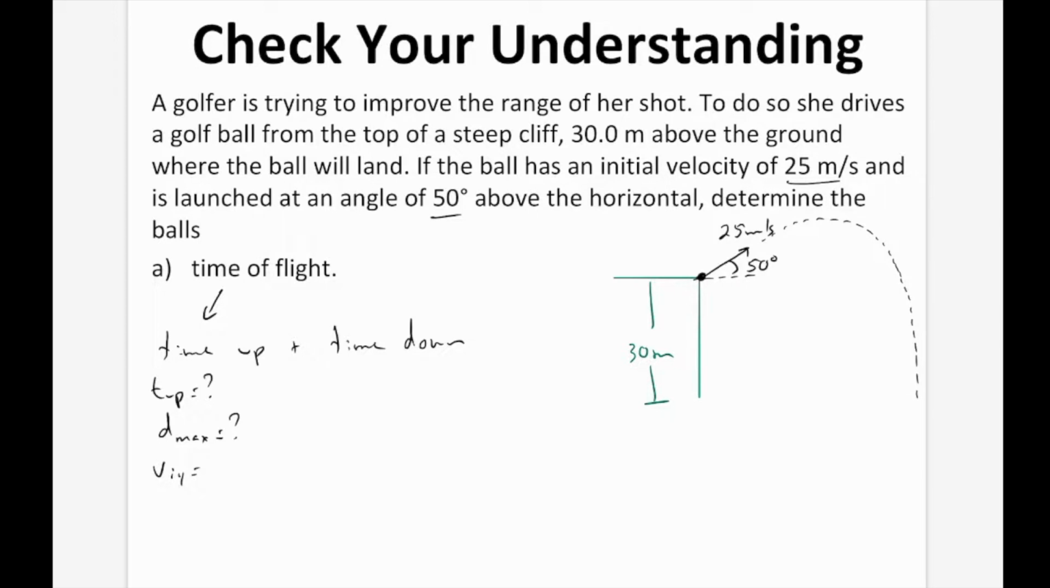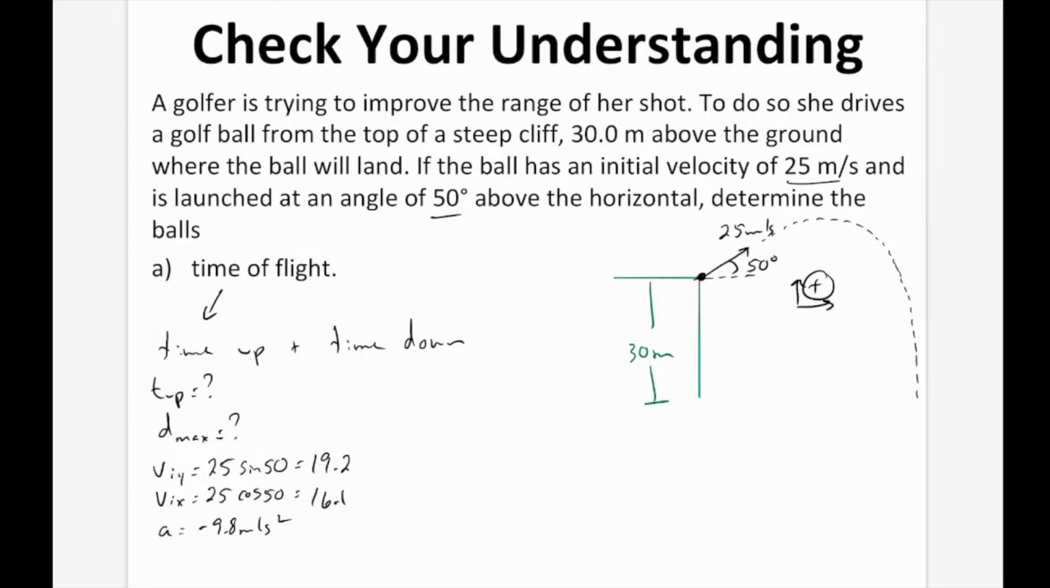VIY, we do know, because it's going to be 25. It's opposite. So we're going to say 25 sine 50, and that equals 19.2. And we know VIX is going to equal 25 cos 50, which equals 16.1. We know acceleration is going to be negative 9.8 meters per second squared, because we're saying right and up are positive. Therefore, acceleration is negative because it's going down.